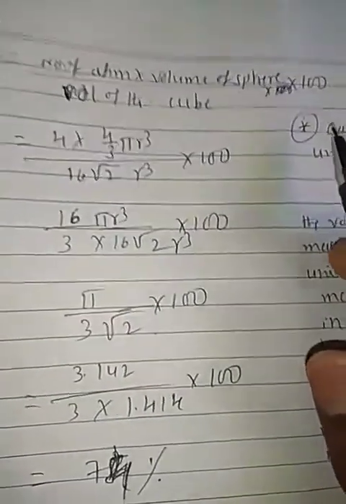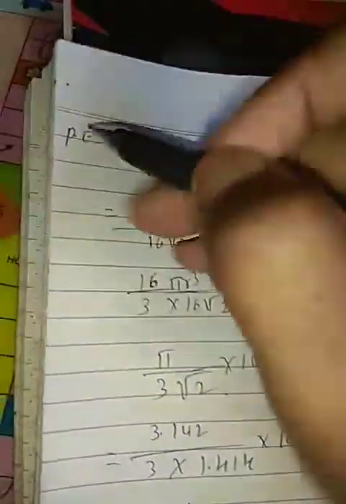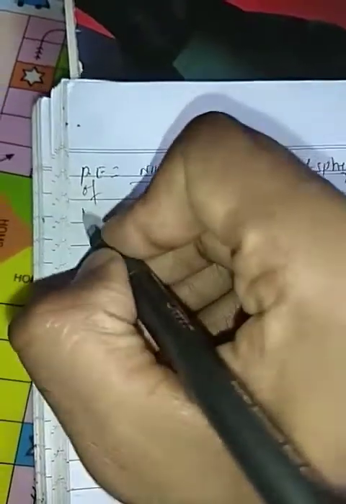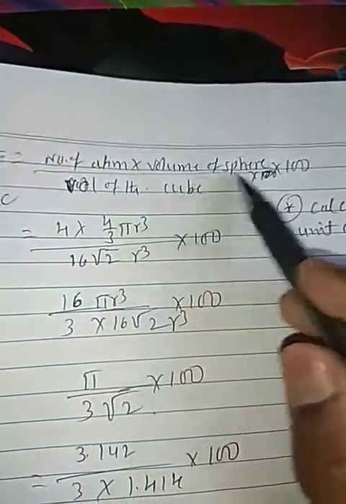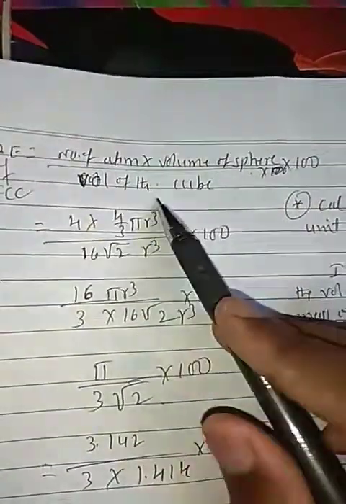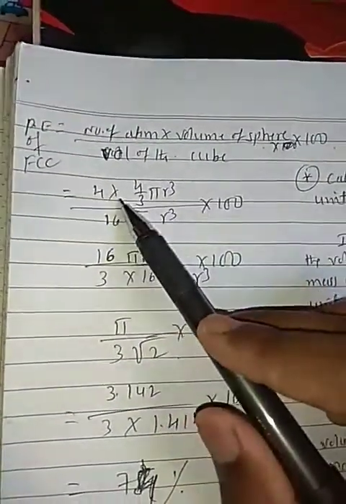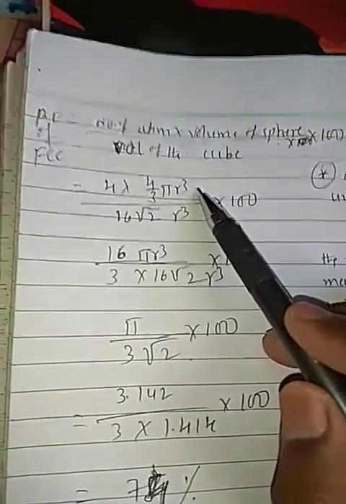After finding the volume of the cube, let's move to the packing efficiency of FCC. Number of atoms into volume of sphere into 100, divided by volume of the cube. Number of atoms 4 into 4 by 3 pi R cube.